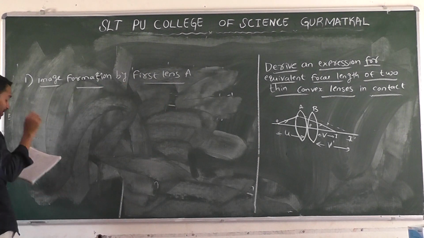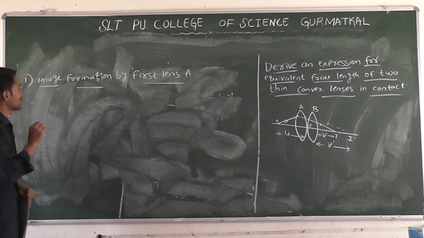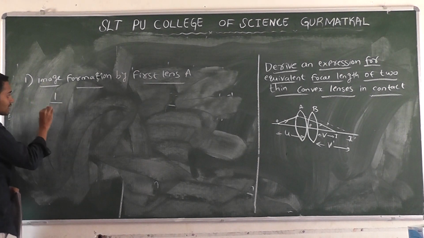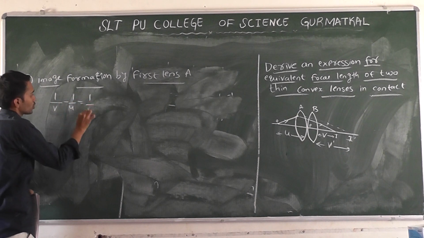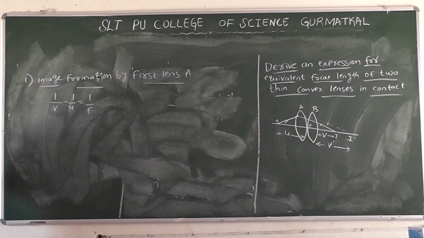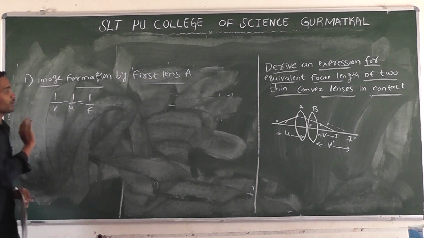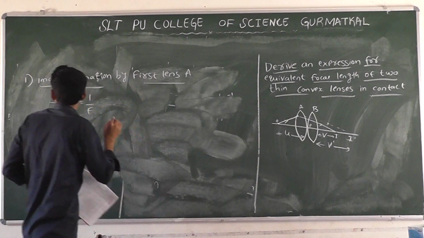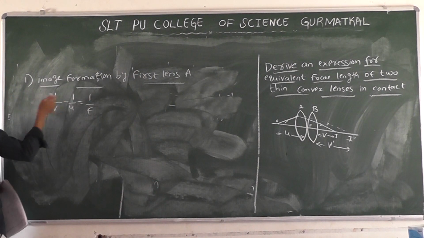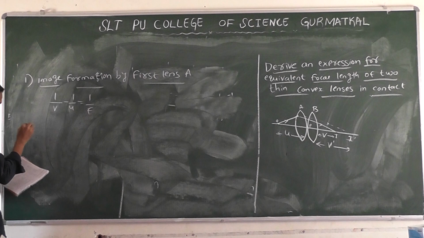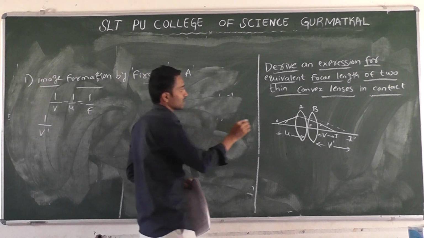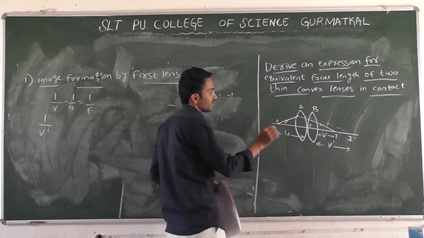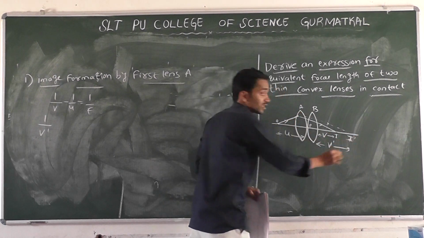So what is the relation by applying the thin lens formula? First I will write the thin lens formula: 1 by V minus 1 by U is equal to 1 by F. So this is the thin lens formula. We have to convert it for the first case. What is the image distance here? In the first case, when lens A is present, which type of image will be produced? I dash image is produced.